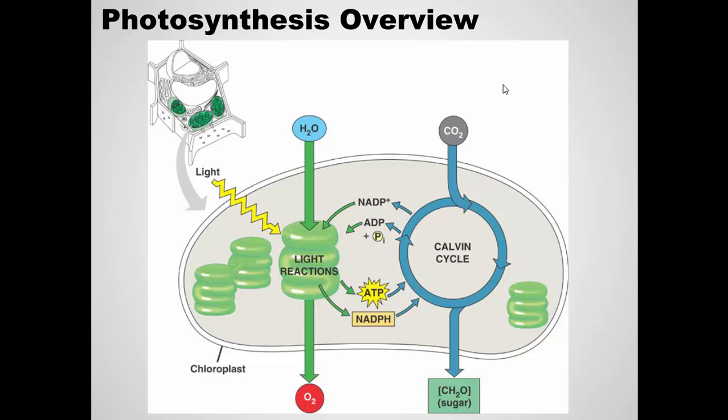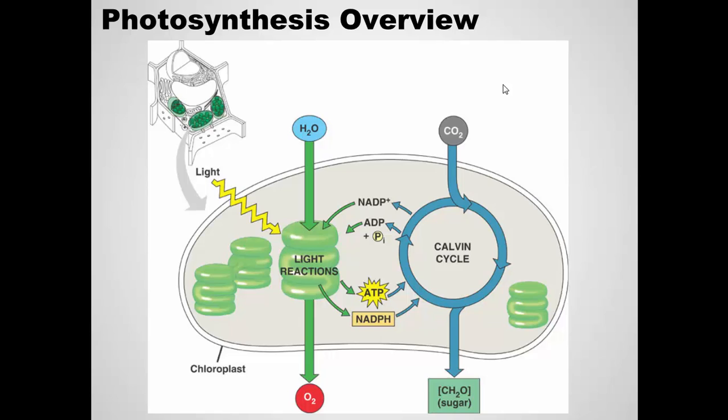So we're looking at the chloroplast. This whole thing represents the chloroplast. Okay, these are the thylakoids. And the two parts of photosynthesis are here. On the left, we have our light-dependent reactions, which obviously require light. The light reactions take in water, split it, produce oxygen. They also produce ATP and NADPH, which are two molecules which can carry energy.